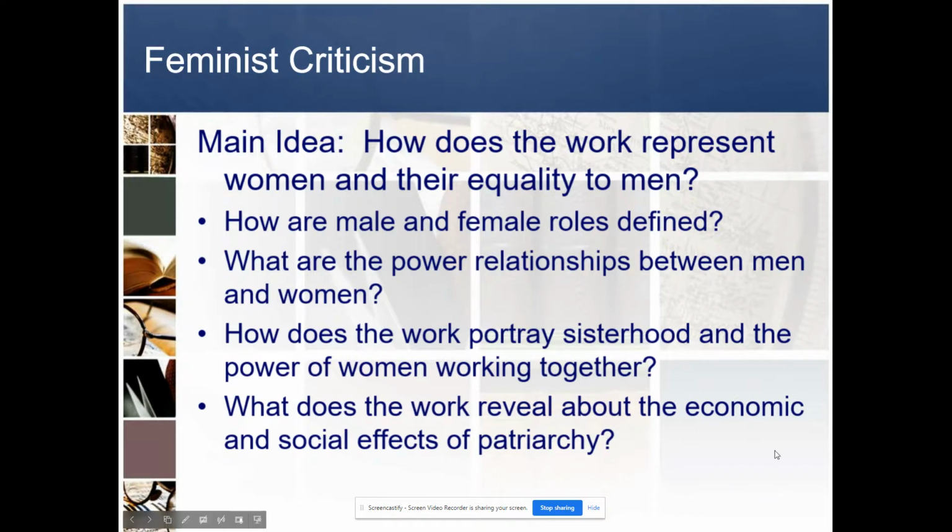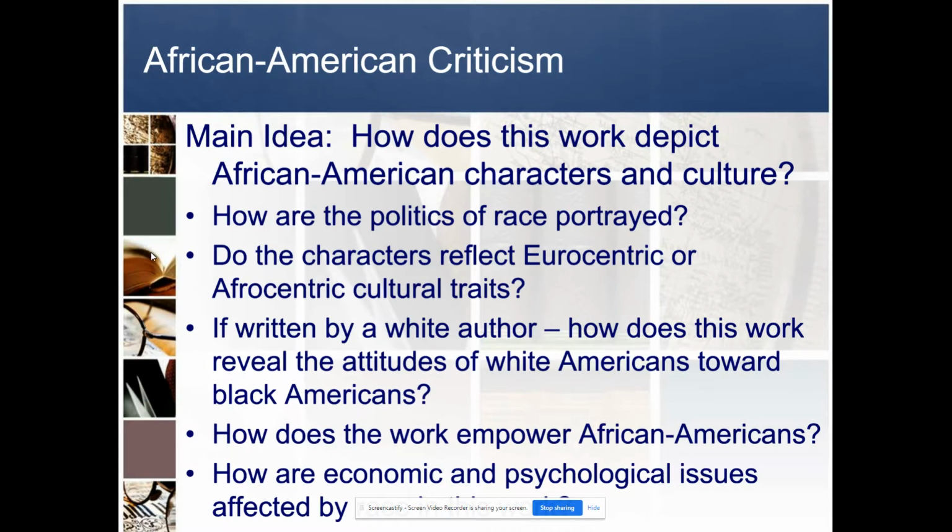And finally, what does the work reveal about the economic and social effects of the patriarchy, kind of adding a Marxist element to that as well? African American criticism is similar, and again, you can kind of fill in other groups here. How does this work depict African American characters and culture? How are the politics of race portrayed? Are racial issues a central focus of this book politically and economically as well, down here at the bottom?